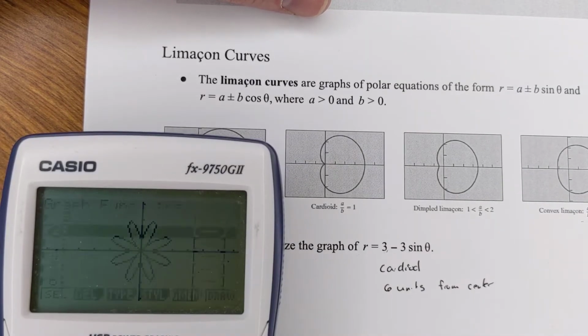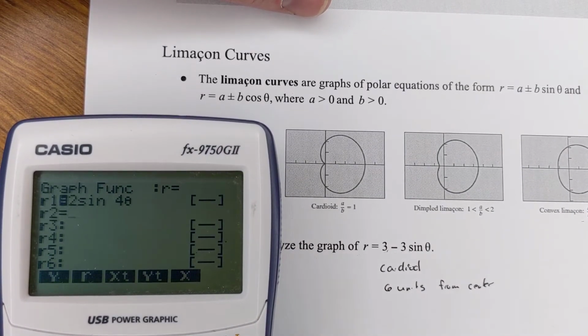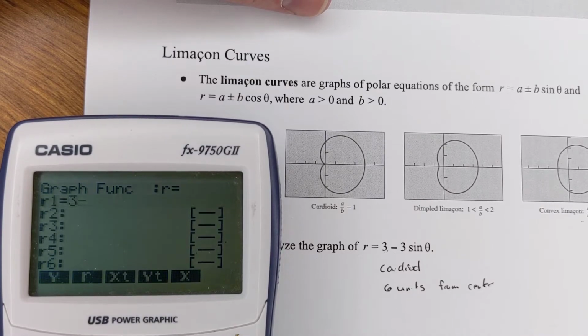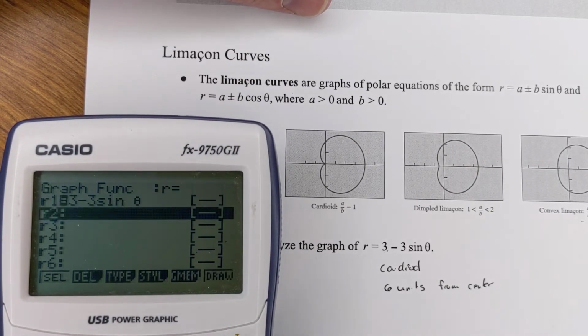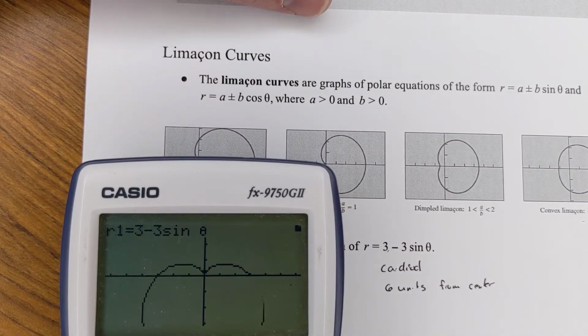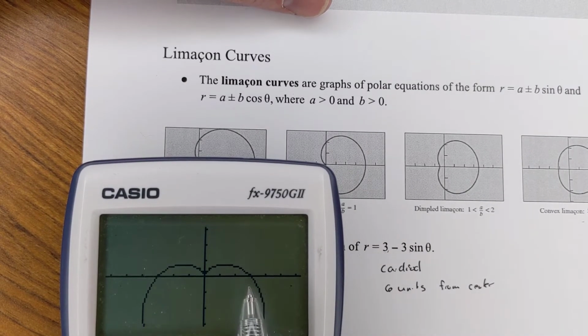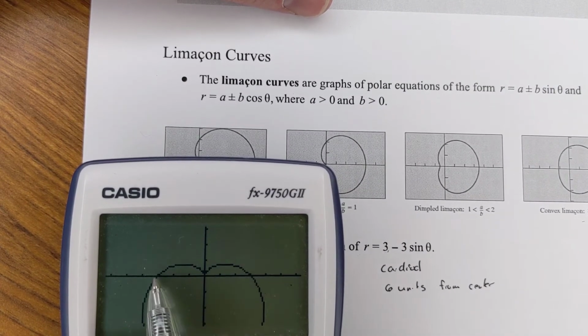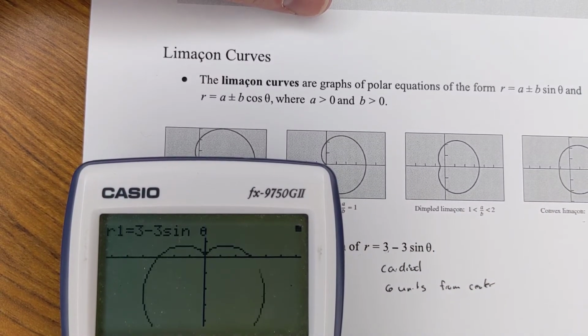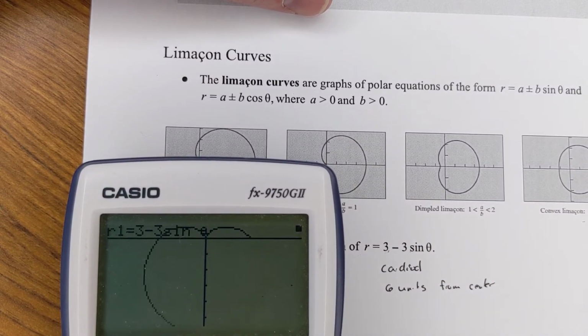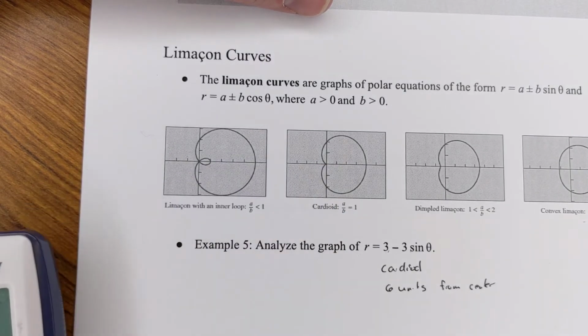If I look at my graph, 3 minus 3 sine theta, draw. So you can't really see it, but it crosses the x-axis at 3 and 3, and if you could see all the way down, it'll go all the way down to 6 units from the center. So there's where it crosses at 6.